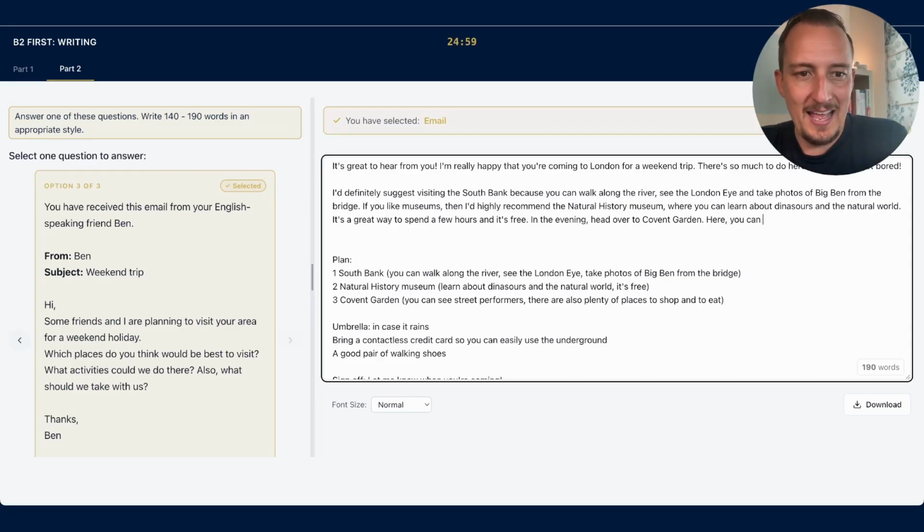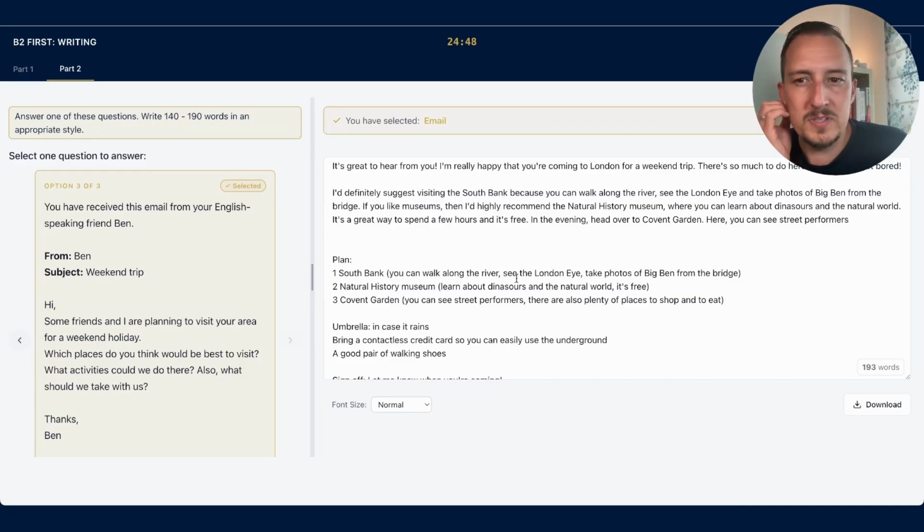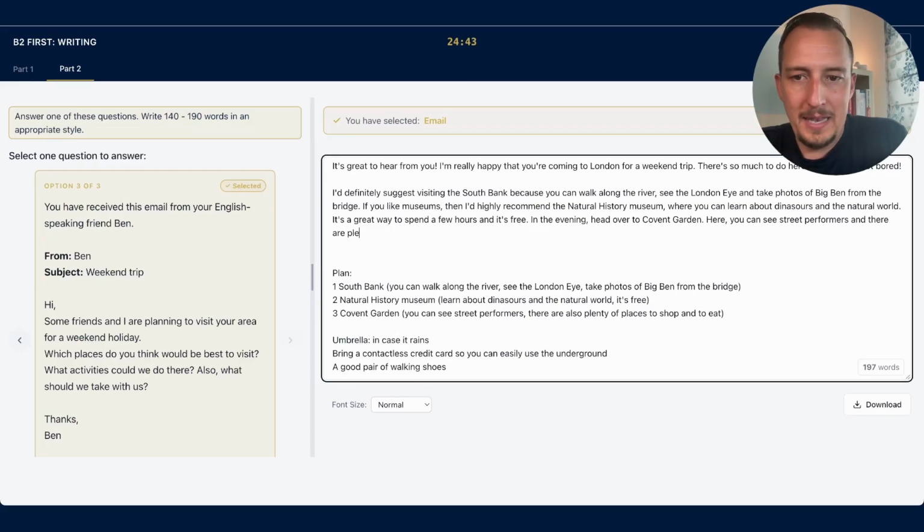Here you can see street performers. So that's what we mentioned down just here. You can see street performers. So that's really good. And there are plenty of shops.